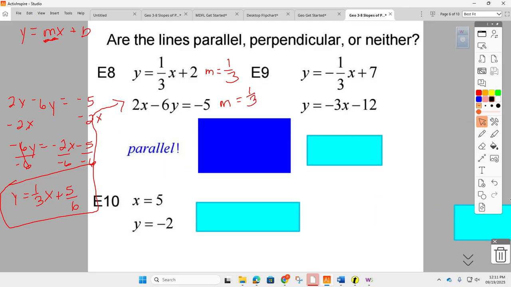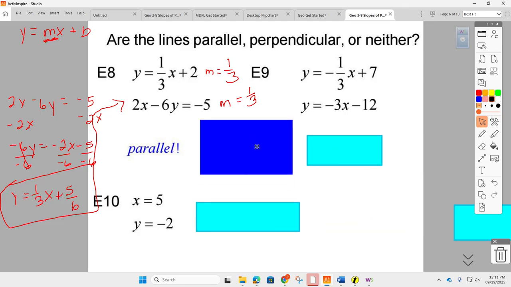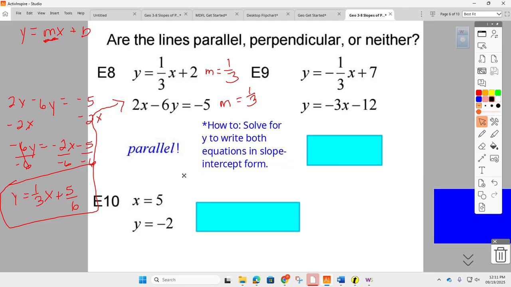So you don't have to write this part if you don't want to, but that is the strategy here. Solve for y to get both written in slope-intercept form, and then you can readily identify the slope of each of the lines. That is the beauty of slope-intercept form. At a glance, you can see the slope and where it crosses the y-axis.